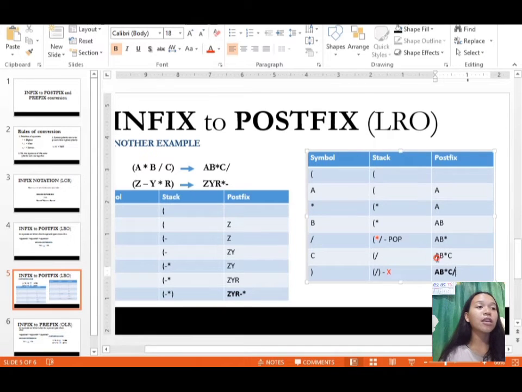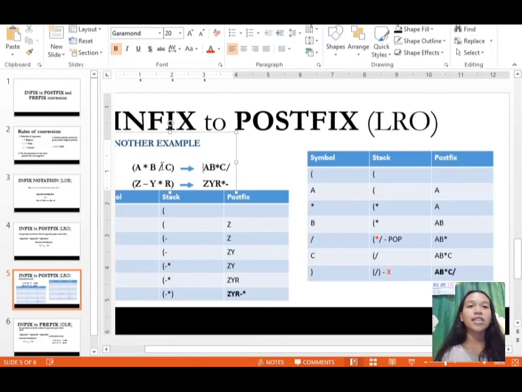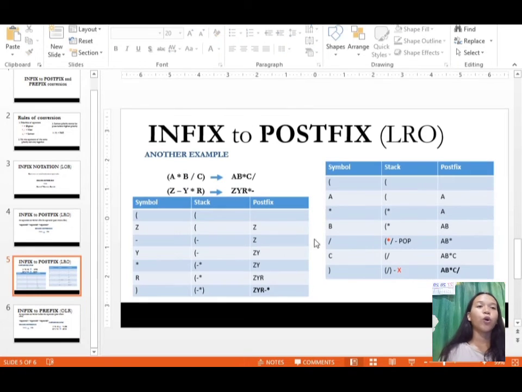So, from AB times C, nadungagan na og division. So, this would be our final answer: AB times C divide. So, this is the answer of the A times B divide C infix to postfix conversion. So, we have here another example. Let me try another example.